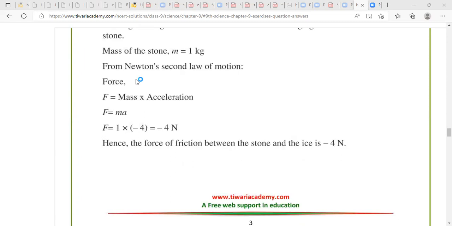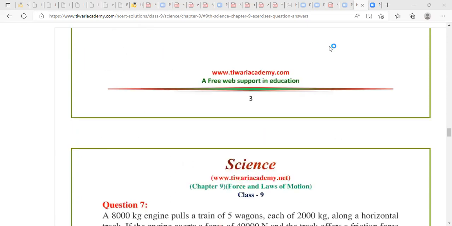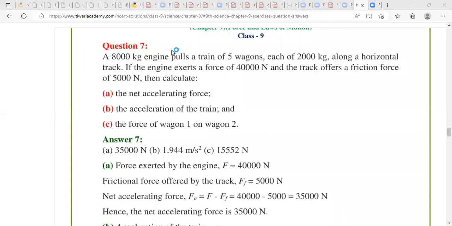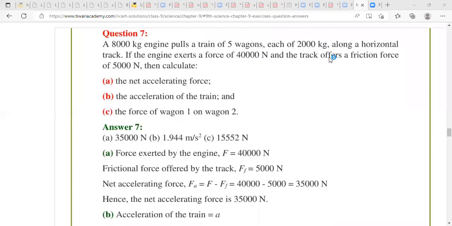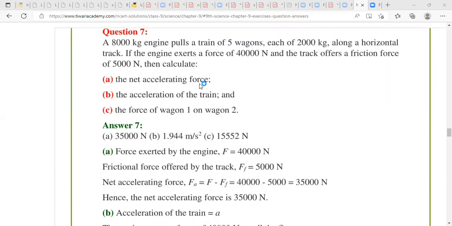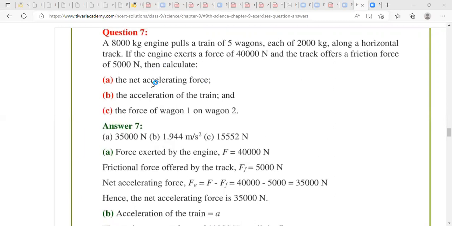Now next, an 800 kg engine pulls a train of this many wagons, each of 200 kg, along a horizontal track. If the engine starts with the force this and the track offers a friction force of this, then you have to calculate first the net accelerating force. Okay. So first the net accelerating force you have to find. So how will you find it? You have the force, right? And you have to find the net. Net means you have two forces over here, right? This and this. Very simple. So net means always subtraction.